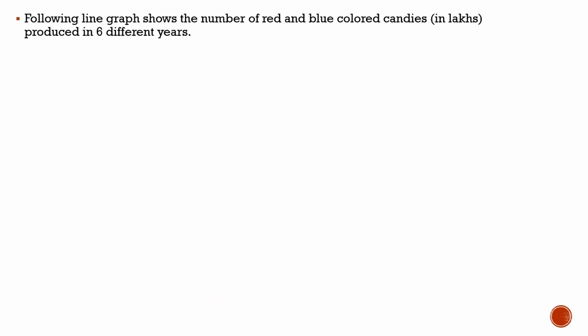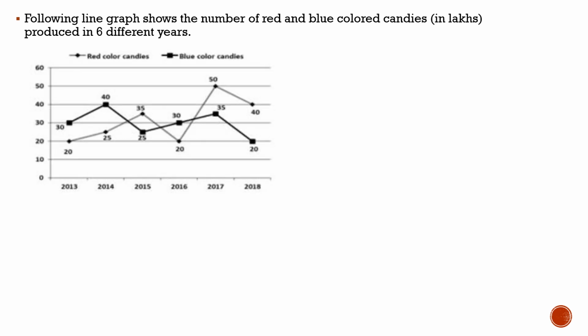Next question. Following line graph shows the number of red and blue colored candies which are produced in 6 different years. Here, the darker line represents blue color candies and the lighter line represents red color candies. On the x-axis, we have taken different time period or different year. On the y-axis, the sales of the candies in lakhs is given. And for every year, the sales is mentioned at the points.